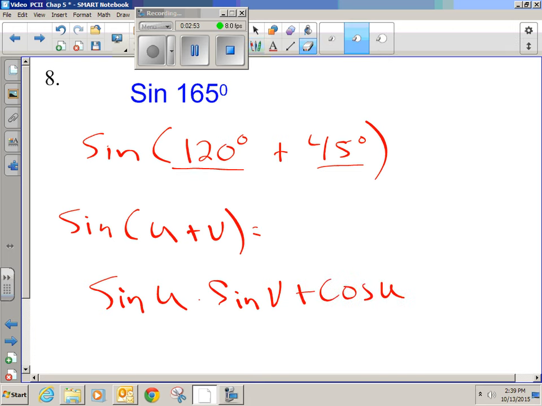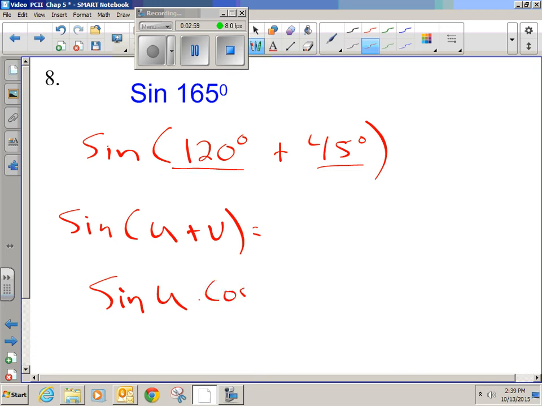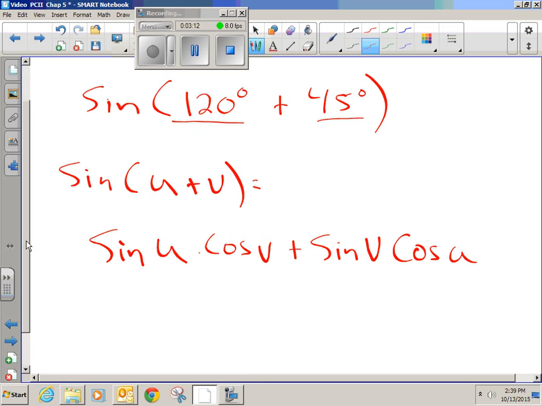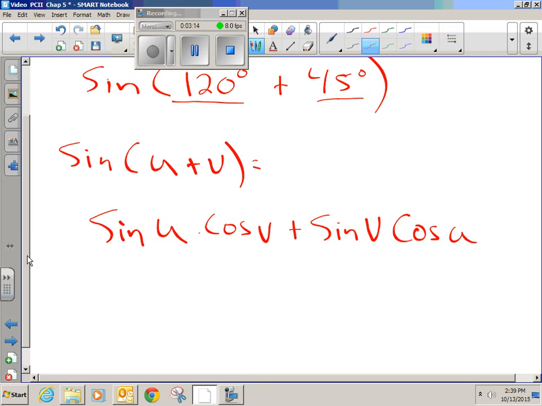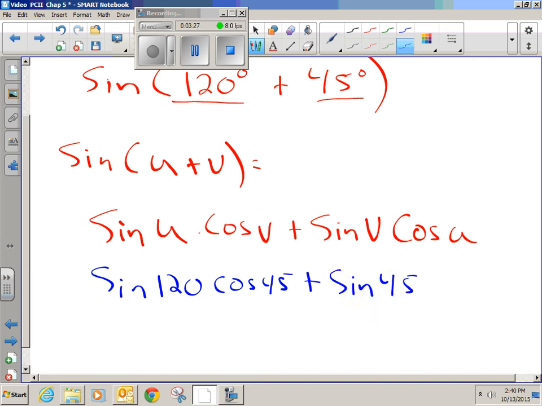Sine of u plus v is equal to sine u cos v plus sine v cos u. Okay, so there is that. I'm now going to replace u with 120 and v with 45. So this is going to become sine 120 cos 45 plus sine 45 cos 120.